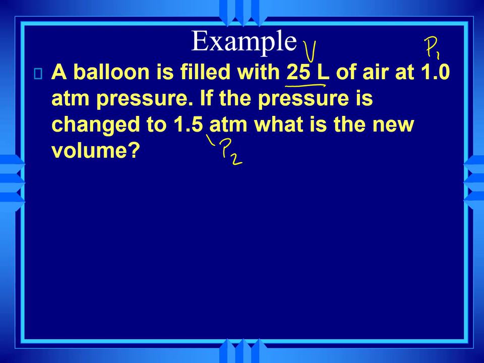When it was 25 liters, what was the pressure? It was 1.0, so that's situation 1. And what is the new volume? They're asking for situation 2. They want the volume when the pressure is 1.5 atmospheres. So think of them as sets of data sets.